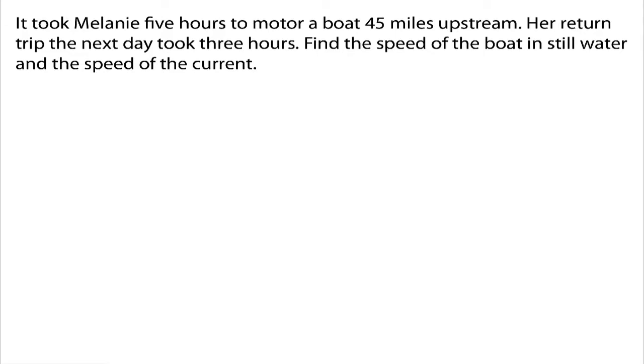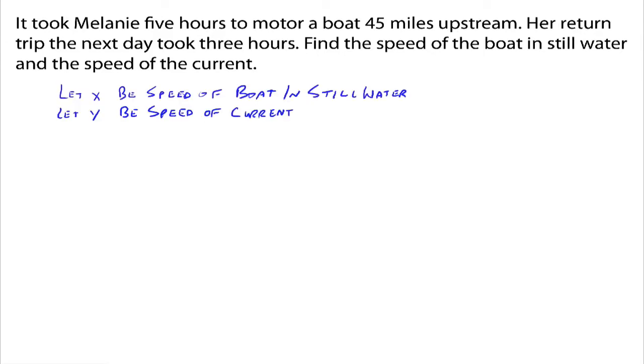So always begin by defining your variables. So let x be the speed of the boat in still water and let y be the speed of the current. All right, and then everybody see that we've got distance, rates, and times going on here. We're looking for rates. We're looking for the speed of the boat in still water, and we're looking for the speed of the current. So those are rates. We've got distance, because they go 45 miles, and then we've got time, 5 hours and 3 hours, depending on which way she's going, right?